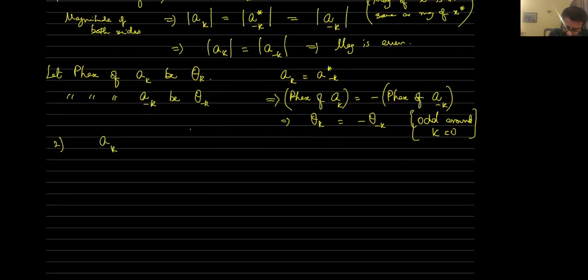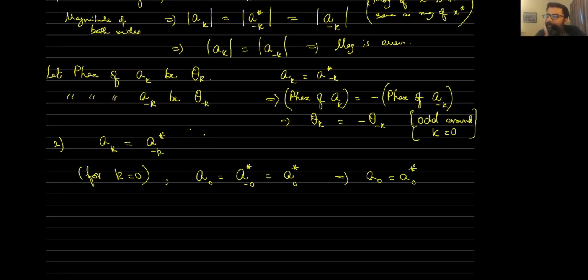I know that A_k equals A of minus k conjugate. So for k equals zero, A naught is equal to A of minus zero conjugate, which is just A zero conjugate, since minus zero is just zero. So A zero is equal to A zero conjugate. What does that mean? Haris Ahmed, when I say A naught equals A naught conjugate, what does that mean for A naught? Sir, it means the signal is real. The signal is not real, the number is real. A naught is a number. So this implies that A naught is real.